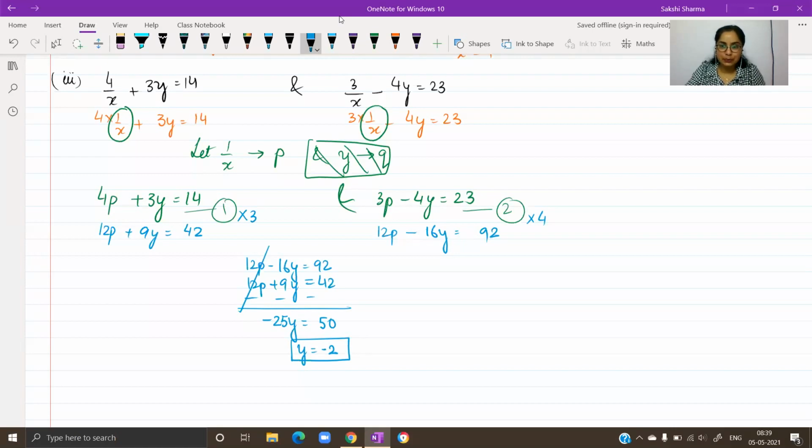Arshpreet. Put value. Wait. Arshpreet, beta, are you online? Manroop. Ma'am, here we can substitute the value of y and find the solution. x comes out to be 2.